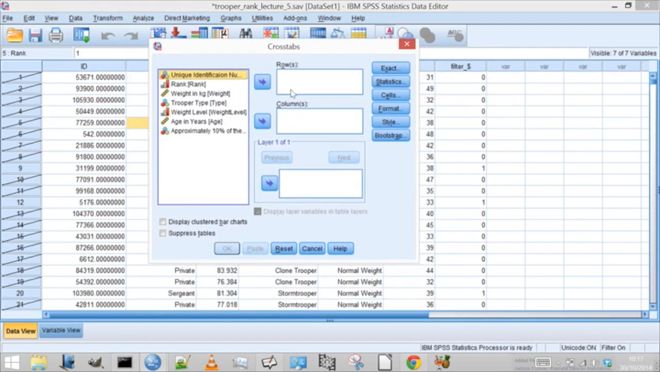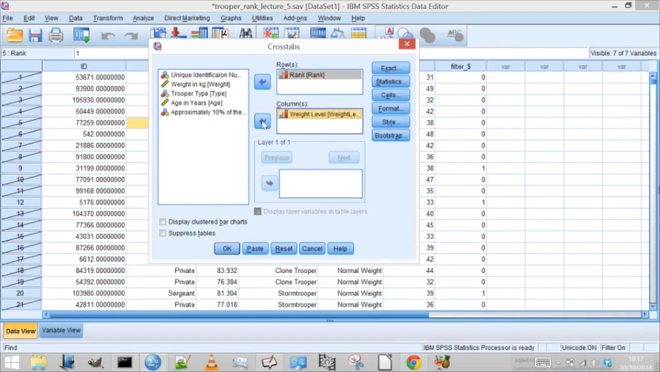then we can choose which variables we want in the rows and which in the columns of our contingency table. So I'm going to put rank in the rows, and then weight level I'm going to put in the columns. Remember, we use these arrows in the middle to shift things from one box to another. Once we've done that, we can press OK.